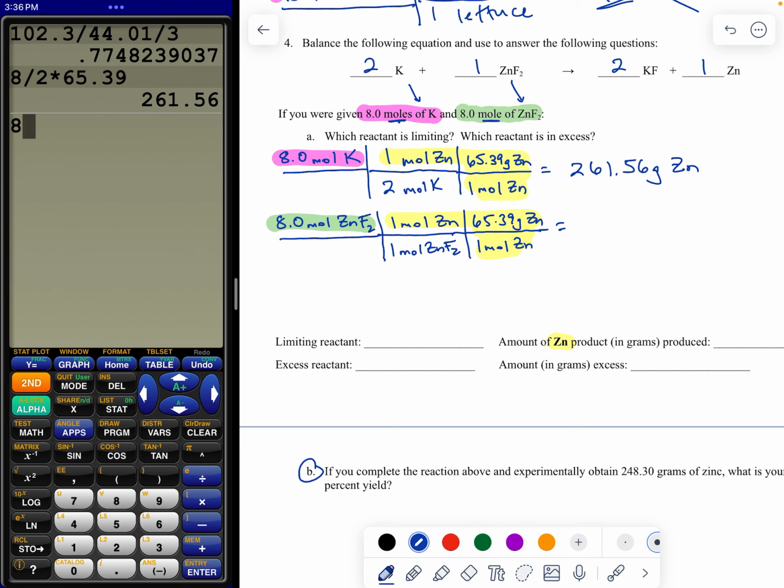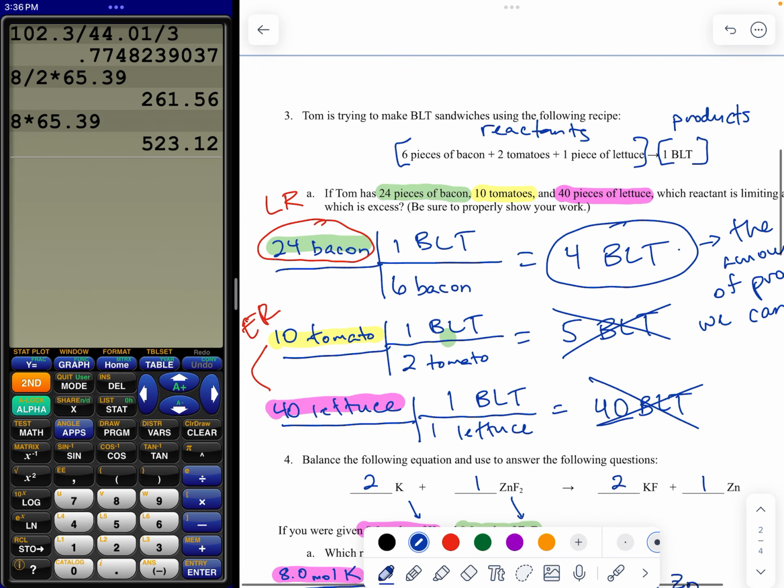And then I'm going to do the same thing with the equation below. That's 8 moles of the zinc fluoride times 1 divided by 1. That's a skip step. And then times 65.39. And we get actually 523.12 grams of zinc.